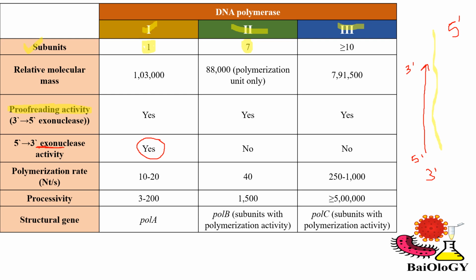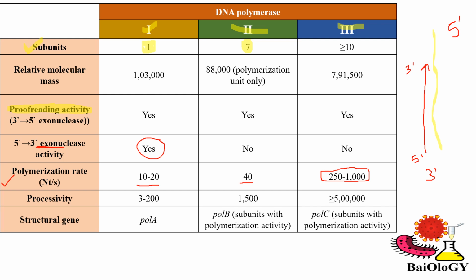Next is, what is the rate of polymerization? Like how many nucleotides can these enzymes insert during DNA replication per second? DNA polymerase 1 can insert 10 to 20 nucleotides, whereas DNA polymerase 2 can insert 40 nucleotides per second, whereas DNA polymerase 3, which is the main enzyme used in the polymerization reaction, can add approximately 250 to 1000 nucleotides per second. Just see the speed, the rate at which the nucleotides can be added.